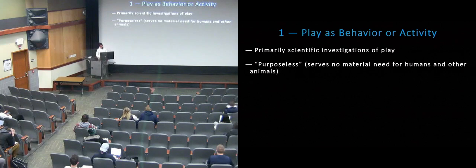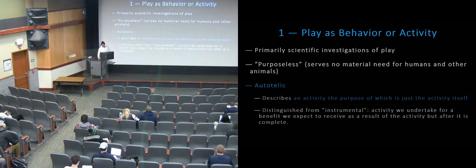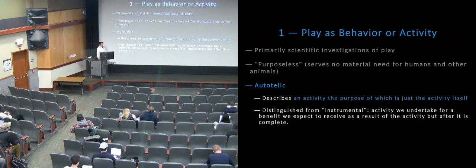And play doesn't seem to contribute to that. But a creature could have other purposes in playing, and it could be that we don't know what they are. Or it could be, as nearly all play theorists agree, that the purpose of play is play itself. There's a technical term for that. The technical term for an activity, the purpose of which is just the activity itself, is autotelic. It means, from Greek, end in itself.